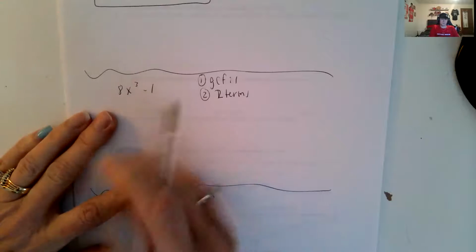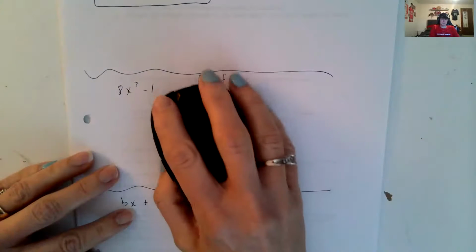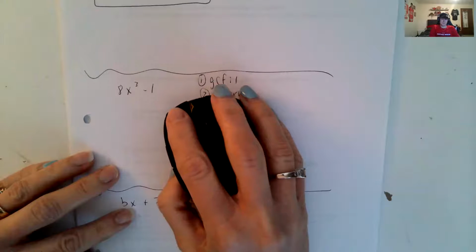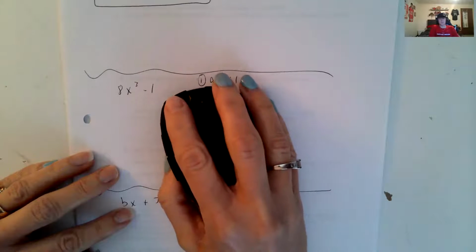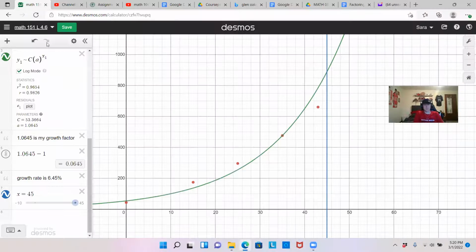Now, if you're not sure if 8 can be a perfect cube of something, you can always check this in Desmos. And I'm just going to show, so that anybody that's watching the video can see, how I would do this in Desmos.